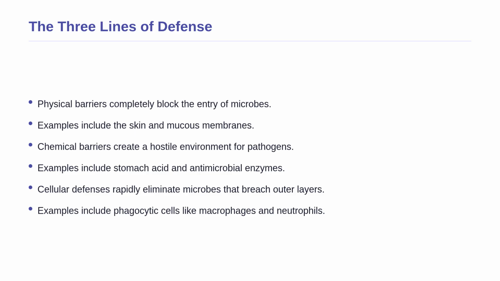Second, we have chemical barriers, such as stomach acid and antimicrobial enzymes, acting like the acid moats to destroy invaders. Finally, we have cellular defenses, including phagocytic cells like macrophages and neutrophils. These are the vigilant guards that rapidly eliminate any pathogens that manage to breach the outer defenses.